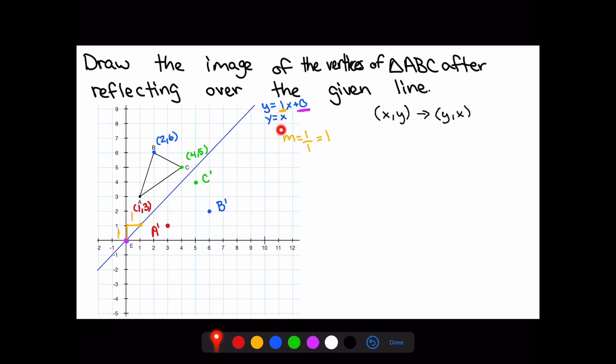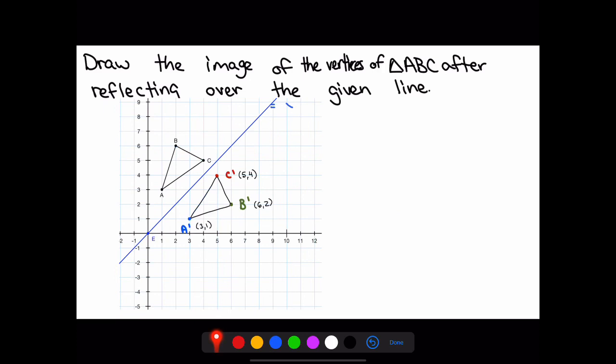So just keep that in mind as you go through. I won't give you anything like reflect over the line y equals 2x plus 7. That won't happen. But just keep in mind, if you see diagonal lines, it's either going to be y equals x or y equals negative x. So just keep that in mind.